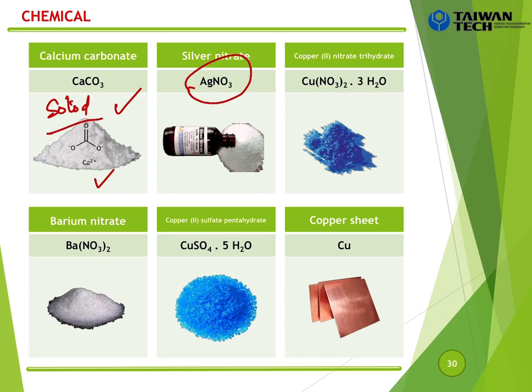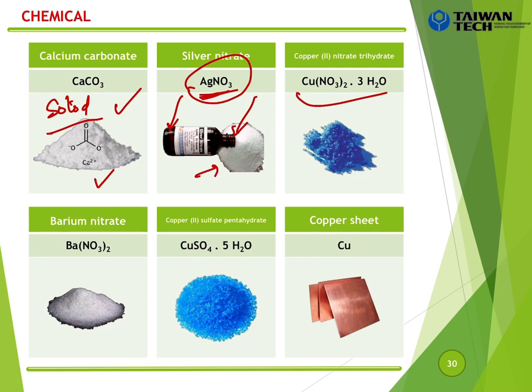Or you may have the silver nitrate, and you can see we use the black bottle because this one is sensitive to light, okay? It is a white powder, and when you dissolve it in water, it will become a transparent solution, okay? It looks like water, but you have silver nitrate inside, okay? And you also have the copper nitrate, right?